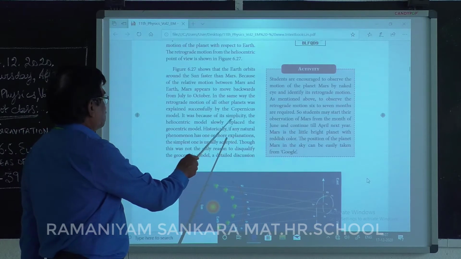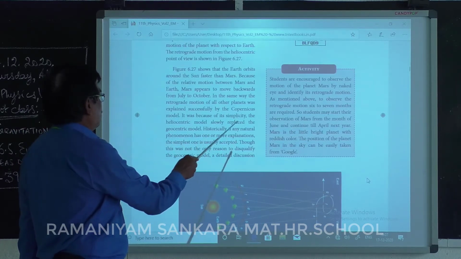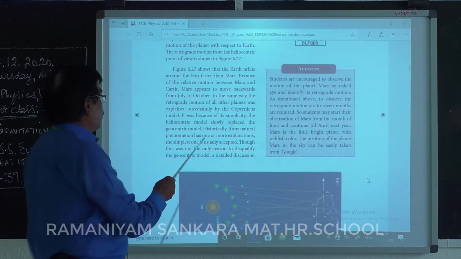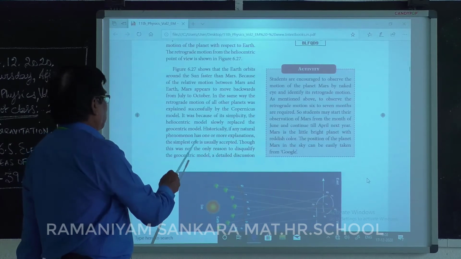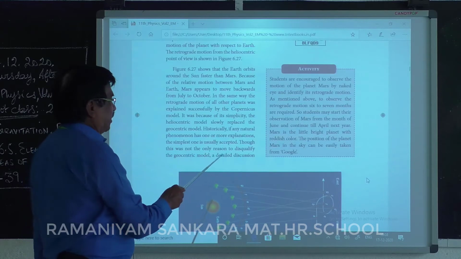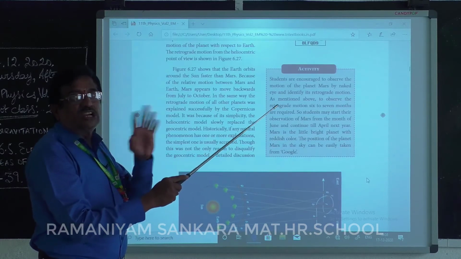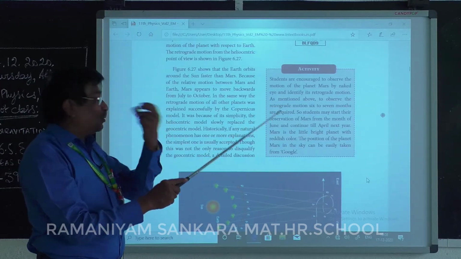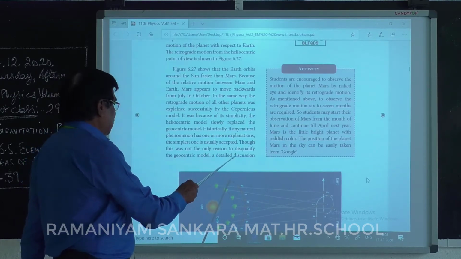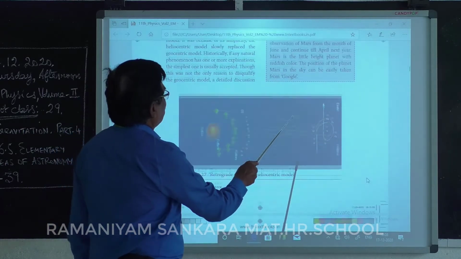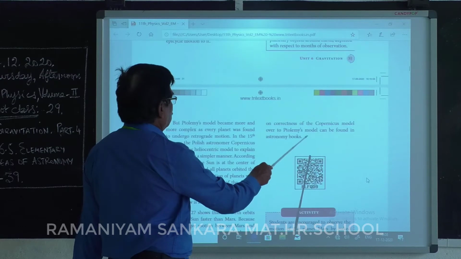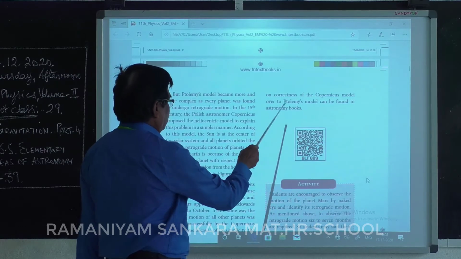Because of its simplicity, the heliocentric model slowly replaced the geocentric model. This is the advantage over the geocentric model. Historically, if any natural phenomenon has more than one explanation, the simplest one is usually accepted. So we always disregard the complex one and take only the simple one. Though this was not the only reason to disqualify the geocentric model, the correctness of the Copernicus model over the Ptolemy model can be found in astronomy books.